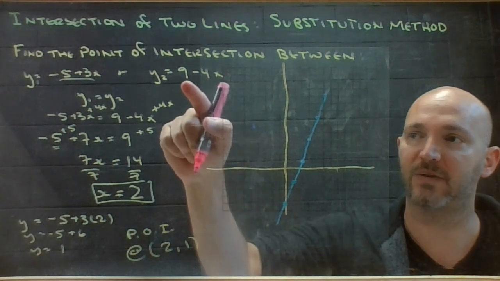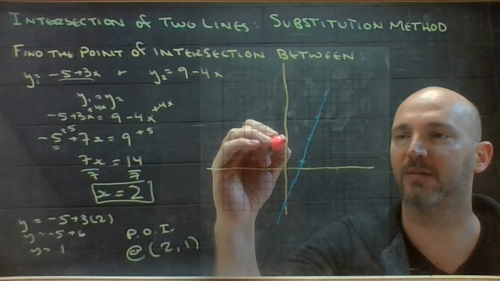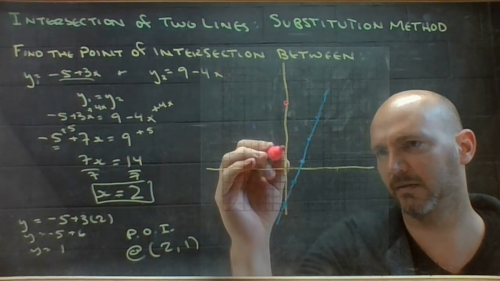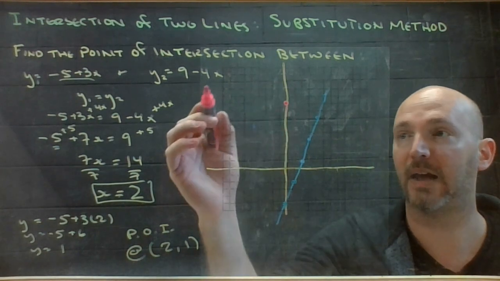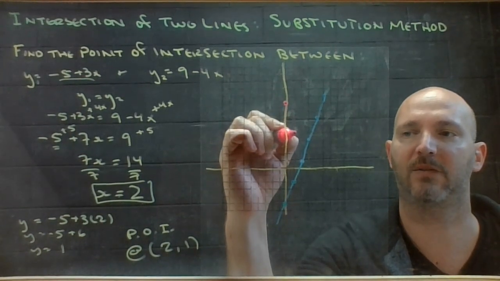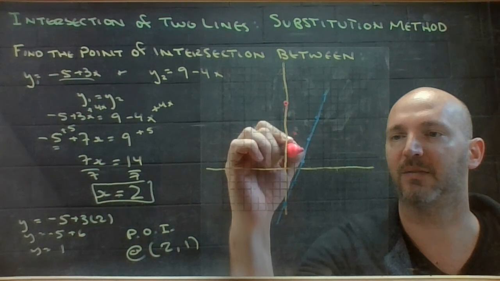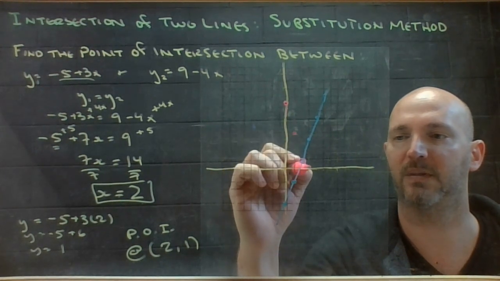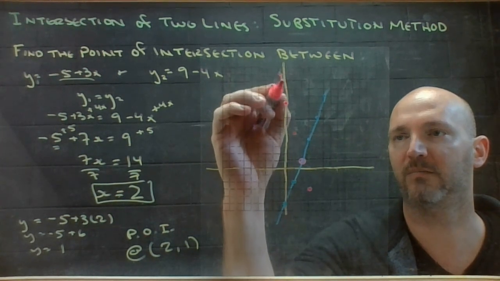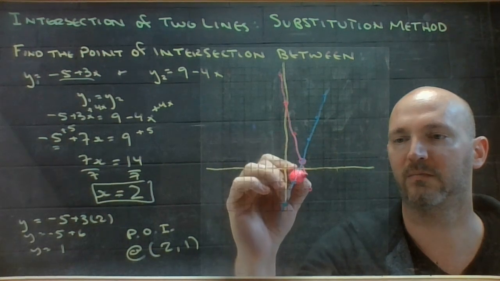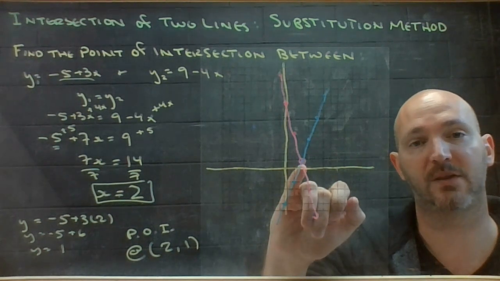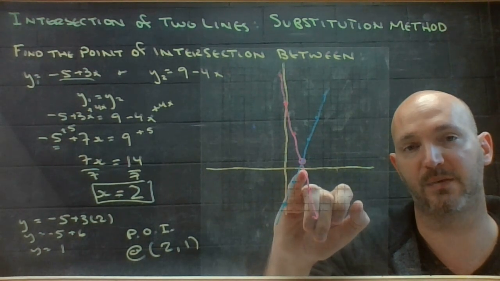And I have line 2 starting at 9. 1, 2, 3, 4, 5, 6, 7, 8, 9. Let's check that. And it drops 4 every x step you take. 1, 2, 3, 4. There's line 2. And you can see that those two lines come together when the x value is 2 and the y value is 1.